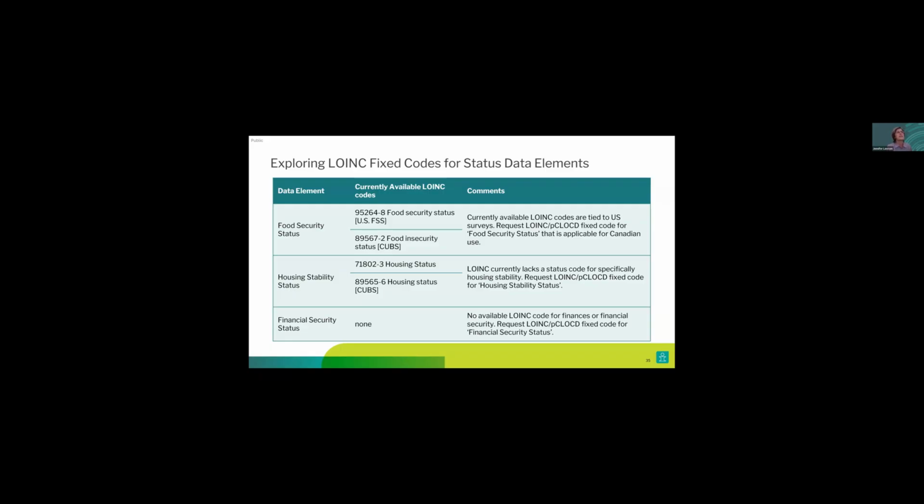something called the CUBS, the Comprehensive Universal Behavior Health Screen. In the next row, housing stability status code options lack the aspect of stability. And for the financial security status, no codes were found. So for these cases, we can again work with our InfoWay partners to request codes that are neutrally named and fit the Canadian context and better reflect the data element itself.